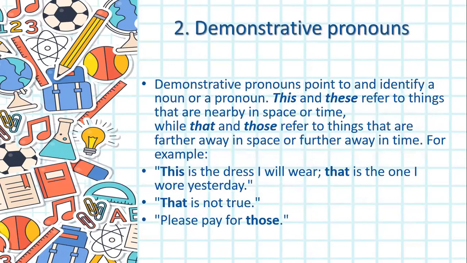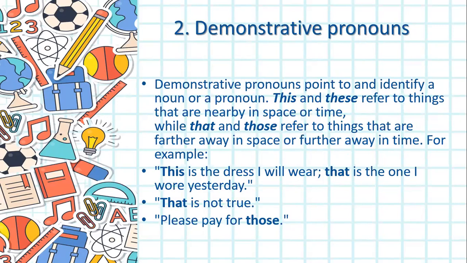So demonstrative pronouns. These pronouns point. This is the second big type. They point and identify a noun or a pronoun. So they don't name the thing. They are used to point to one thing.